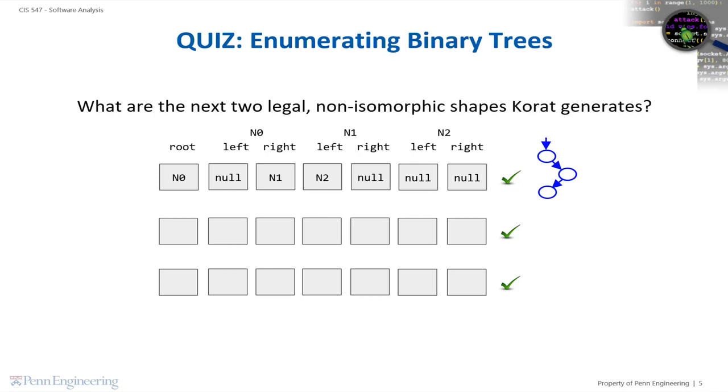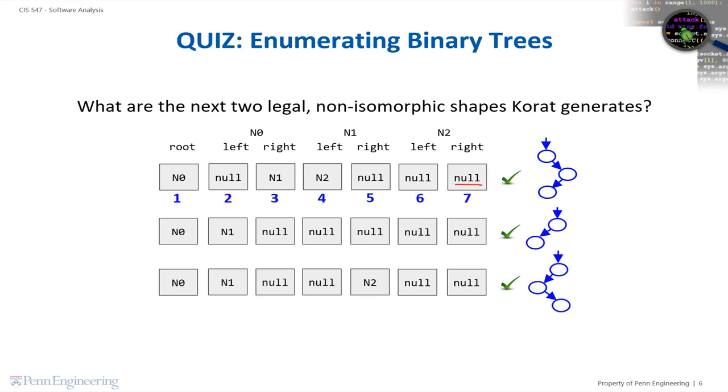Let's do one more quiz to solidify your understanding of the Korat algorithm. Starting from where we left off in the previous quiz, enter the candidate vectors of the next two legal shapes that Korat generates. Remember to discard any shapes that are isomorphic to a previously generated shape. Notice that assigning any non-null value to n2.right would result in an illegal shape, and similarly for n2.left and n1.right. Thus, Korat would set all those fields to null and backtrack to n1.left, which it would then expand.